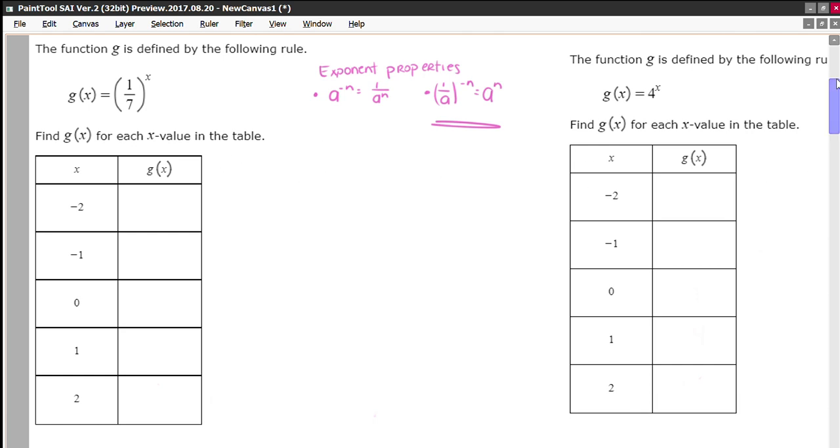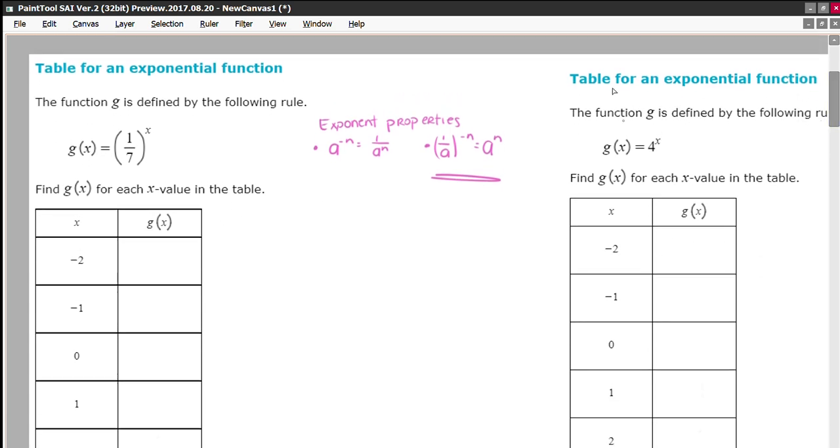Okay, now we're going to learn how to create tables of evaluation for an exponential function. To do this, we need to remember the exponent properties. Remember that a base raised to a negative power can be rewritten as 1 over a to a positive power. And 1 over a raised to a negative power can be rewritten as a to a positive power.